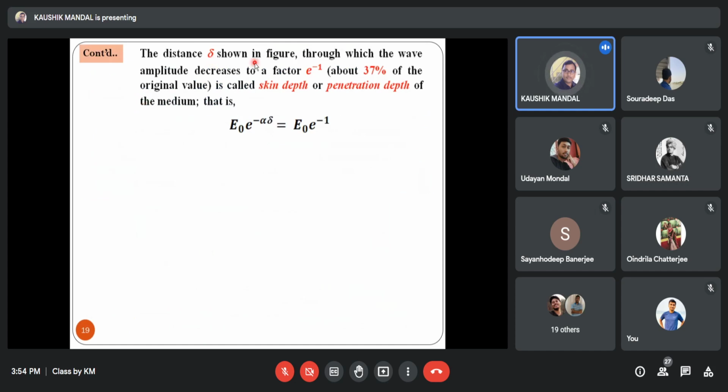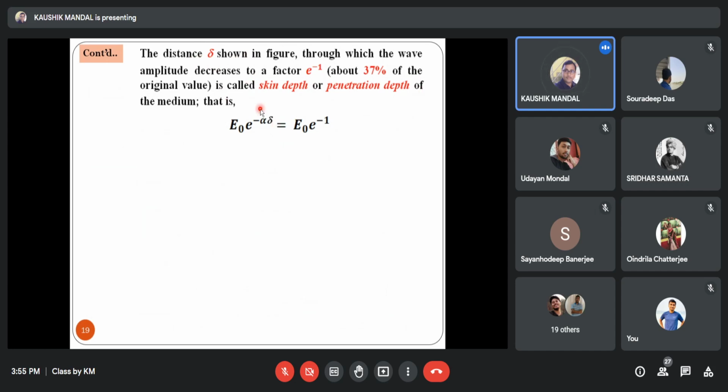So the distance delta shown in the previous figure: once the wave penetrates to this distance, the amplitude of the electric field decreases by a factor of e to the power minus 1. Skin depth represents the distance along the z direction for which the amplitude of the wave decreases to a factor of e to the power minus 1, about 37% of the actual value. This distance is called the skin depth or penetration depth of the medium.